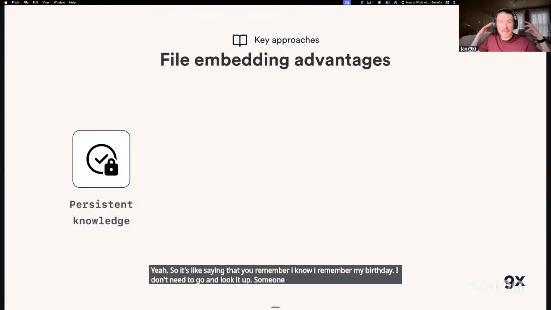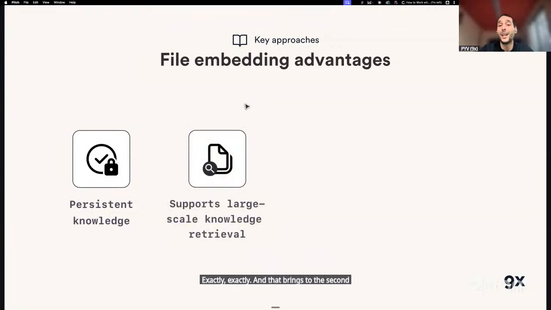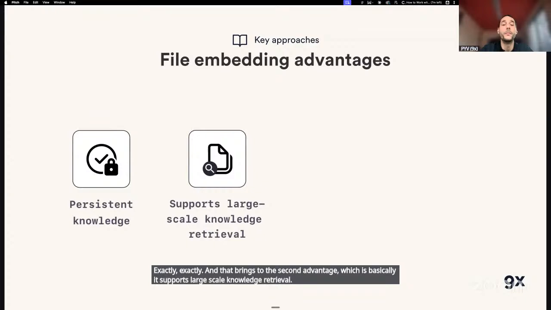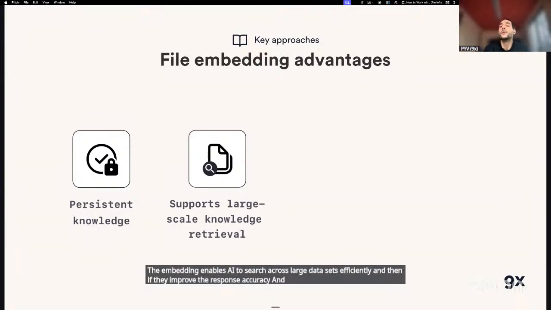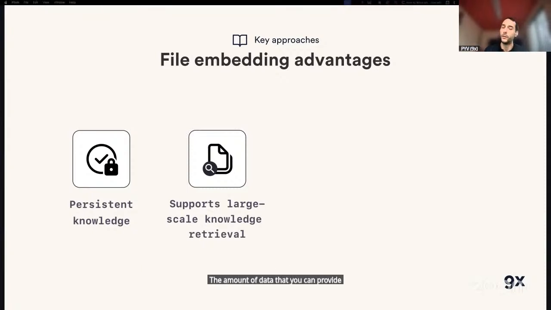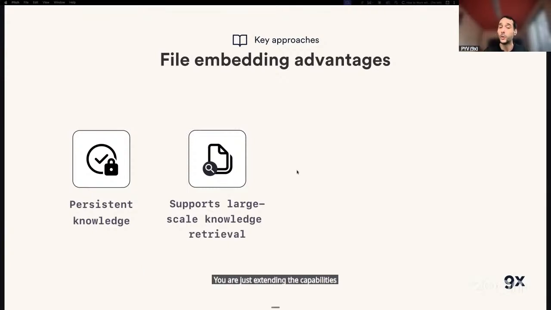Someone asked me, I've got that embedded in my knowledge, and I can just give the answer straight away. Exactly. And that brings to the second advantage, which is basically it supports large-scale knowledge retrieval. The embedding enables AI to search across large data sets efficiently, and that improves the response accuracy. And it also means that even if you want to work with extremely large documents or a big set of documents, the amount of data that you can provide as embedding, which will have a cost, of course, is not limited by the context window. So basically, you are just extending the capabilities of custom knowledge that you want to provide to your model.